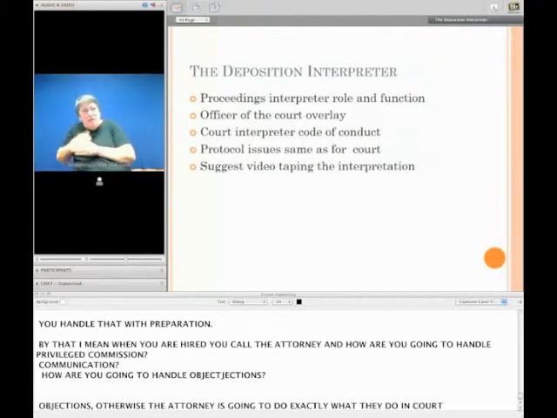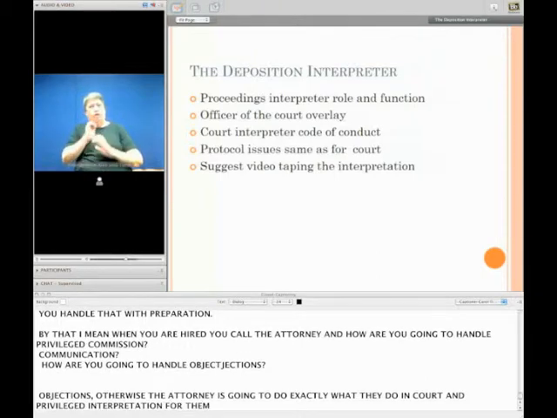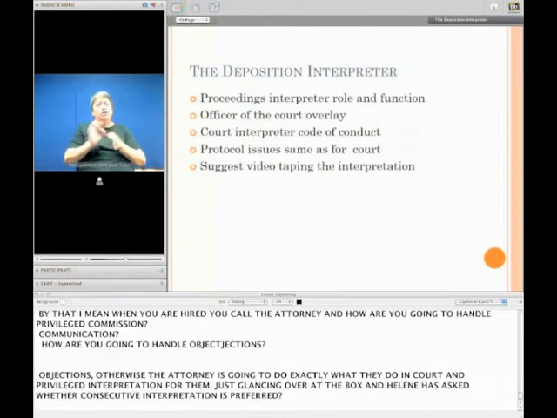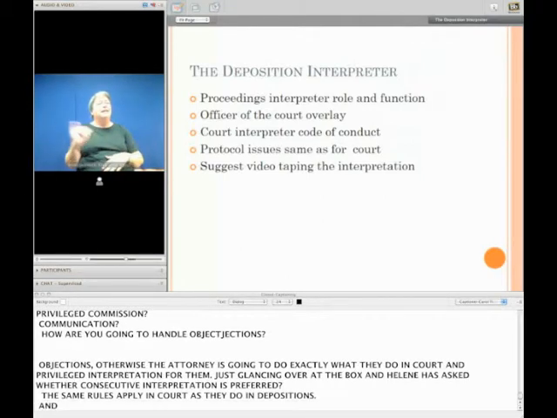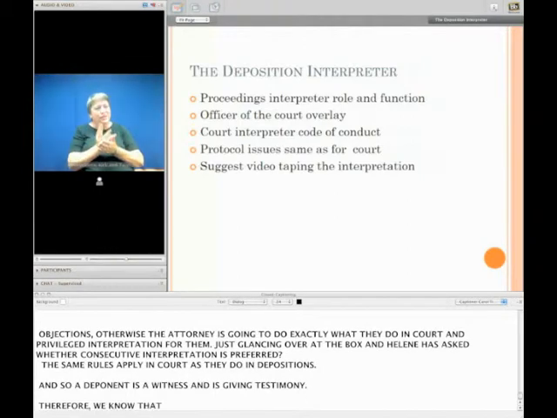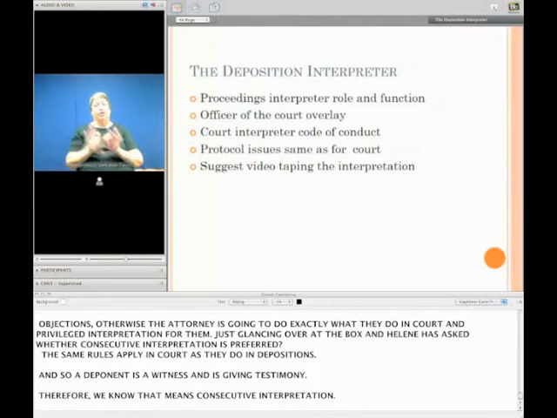I'm just glancing over at the box, and Helene has asked whether consecutive interpretation is preferred. The same rules apply in court as do in depositions, and so a deponent is a witness and is giving testimony. Therefore, we know that we use consecutive interpretation. So protocol issues are the same as well. And by that, I mean, for example, how we speak for the record in the third person, that kind of thing.